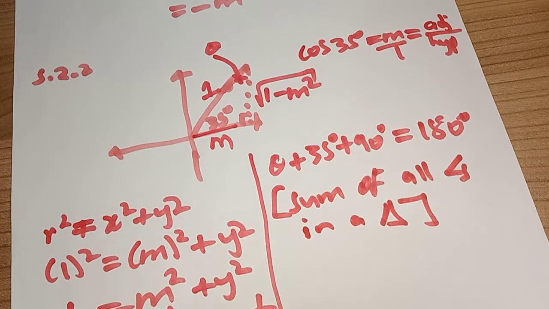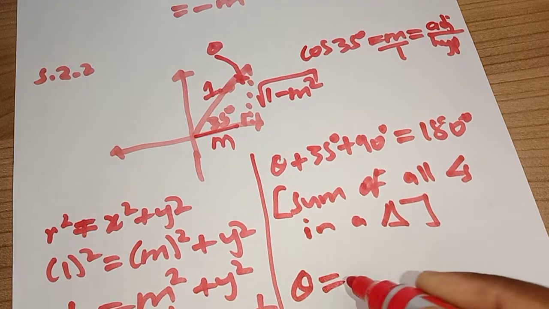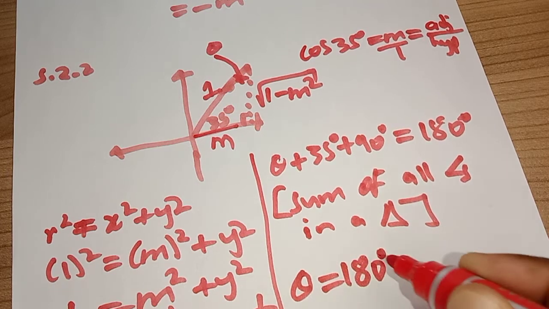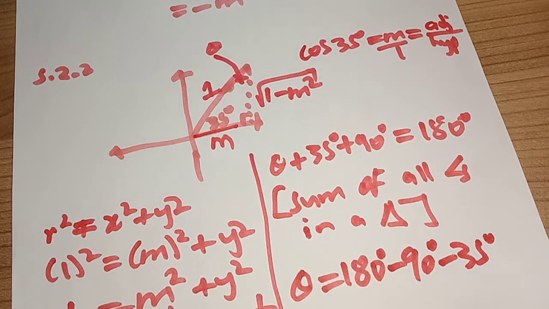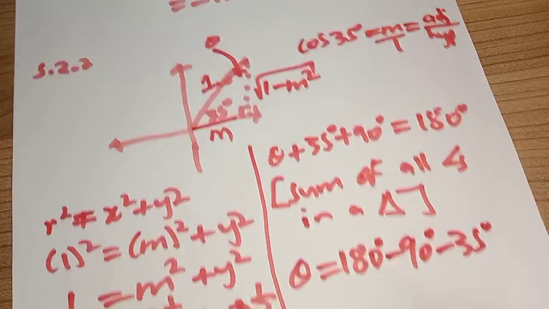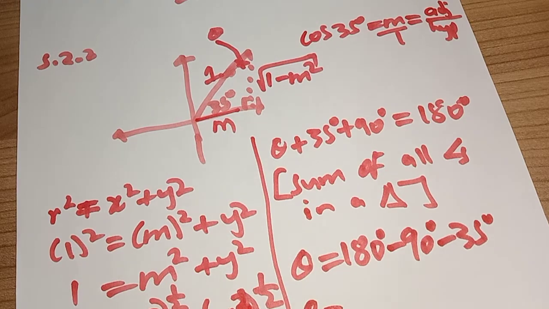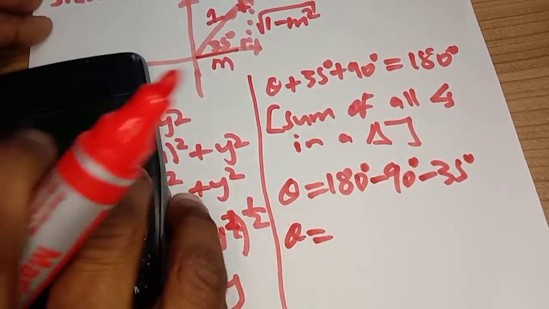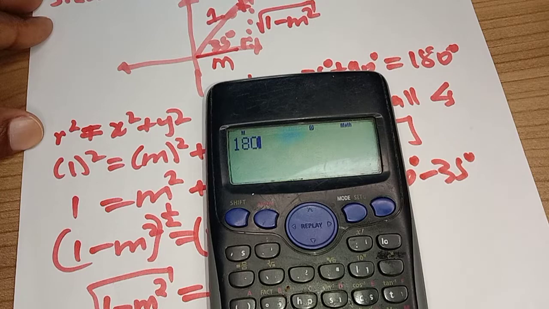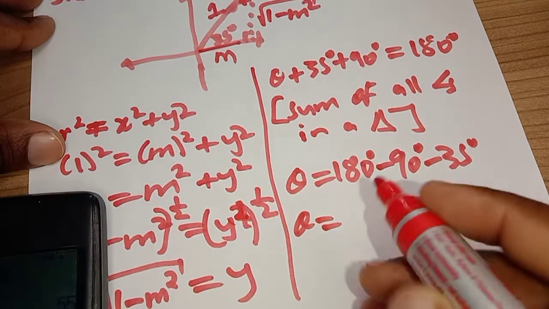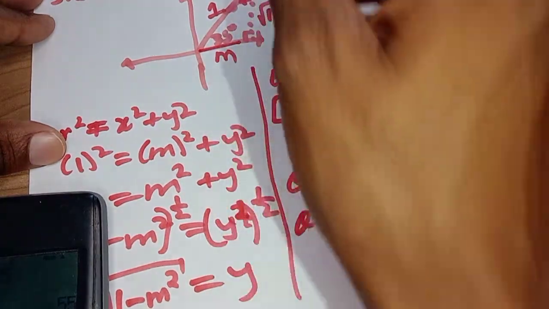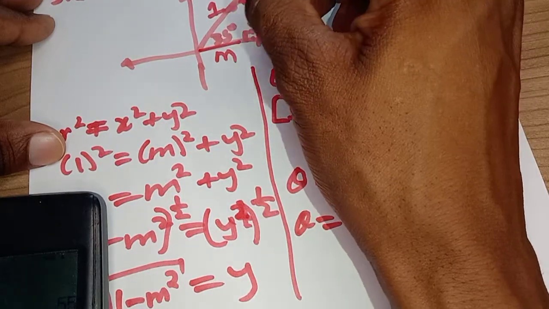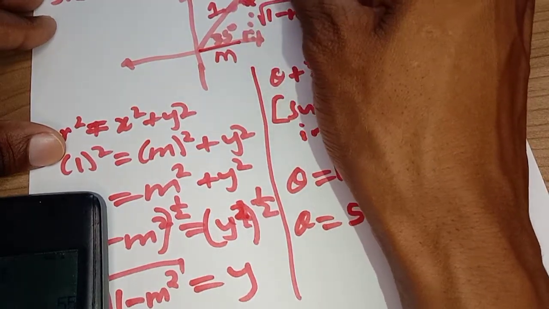Then here we just deal with the algebra. Then we're going to have our theta as 180 degrees subtracting the 90 degrees subtracting the 35. Okay, we just transpose this to the other side. Then now we should know how much our angle is. We are going to have 180 degrees subtracting 90 subtracting the 35, then we get the 55 degrees. Then it means here it is 55 degrees.